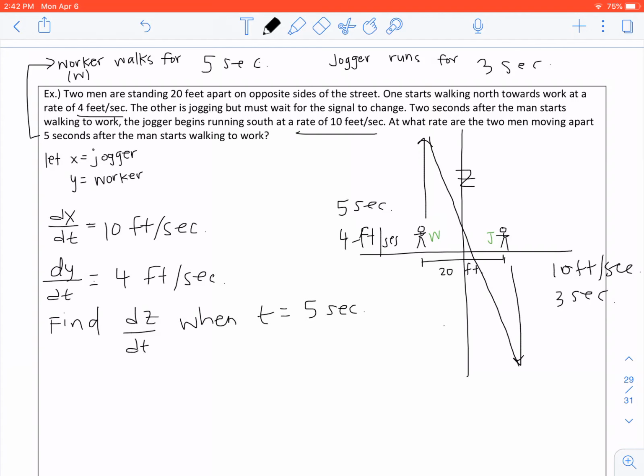Well, when time is equal to 5 seconds, how far did the worker walk? If he's walking at 4 feet every second and he walks for 5 seconds, that means that he walked a total of 20 feet. And so this would be the distance of our worker, which is y. So when t is 5 seconds, we know that y is equal to 20 feet. Likewise, the jogger had to wait 2 seconds, so he was only running for 3 seconds, but he's traveling much faster at 10 feet per second. So he went a total of 30 feet. And the jogger is our x value.